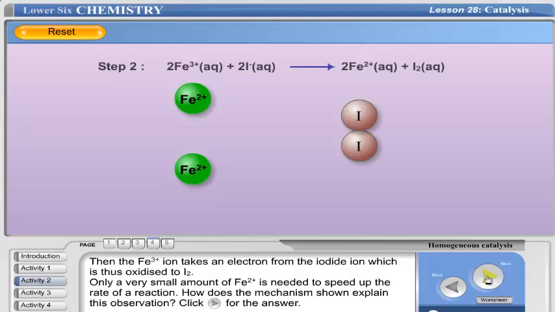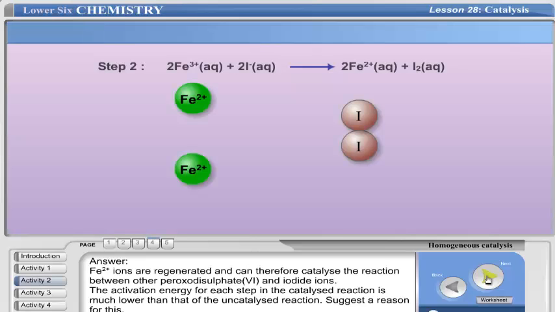How does the mechanism shown explain this observation? Click Next for the answer. Answer: Fe2+ ions are regenerated and can therefore catalyze the reaction between other peroxodisulfate(VI) and iodide ions.